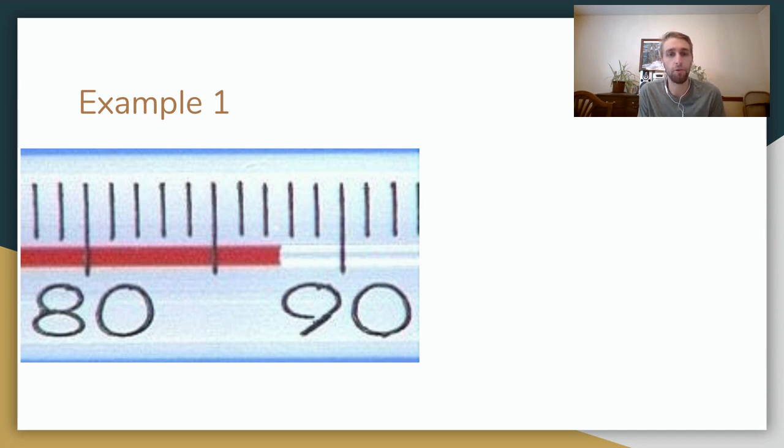Here's our first example. This is a thermometer reading a temperature in degrees Celsius. So that's actually pretty hot, almost boiling.